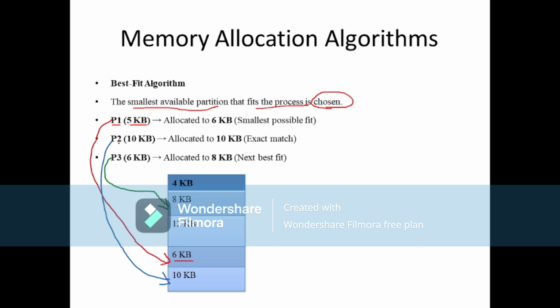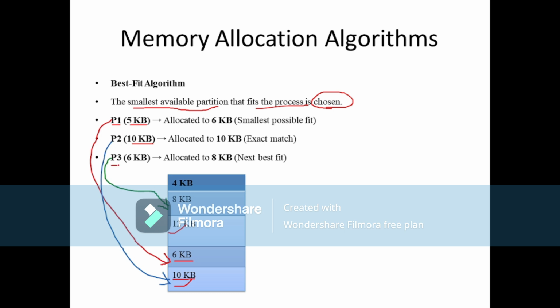Next comes process P2. What is the size of P2? 10 kb. Okay. So 4 kb cannot be allocated, 8 kb cannot be allocated. Next comes 12 kb and 10 kb. So we can allocate either 12 or 10. Which is the smallest possible fit? 10 kb, correct? Smallest possible fit is 10 kb. So for process P2, this partition is allocated. For 10 kb, it is actually the exact match.